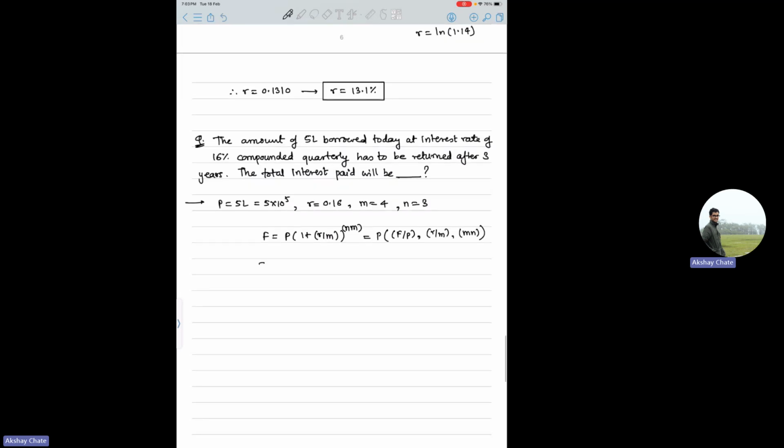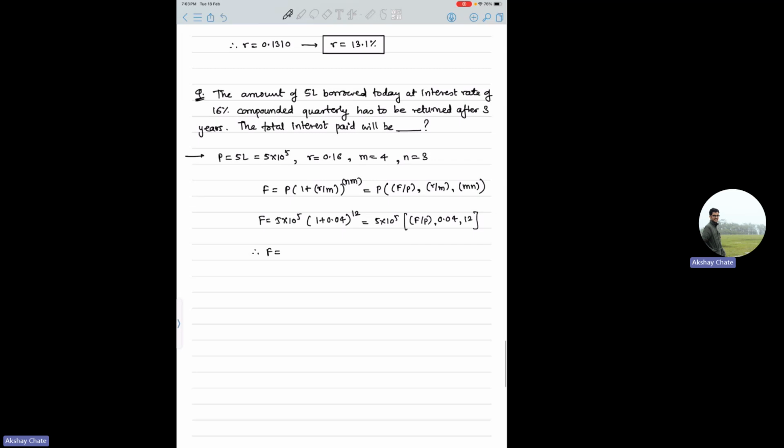So F will be 5 into 10 to the power 5 into (1 plus R by M), which will be 0.04. 16 by 4 is 4, and this power will be 12, 4 into 3. And if you have access to these tables, it will be F by P, R by M is 0.04, Mn is 12. Okay, so whichever way you want to do. So F will be nothing but 1.04 power 12 into 5 lakhs. So that is around 1.6 times. So you should get around 8,005,000.